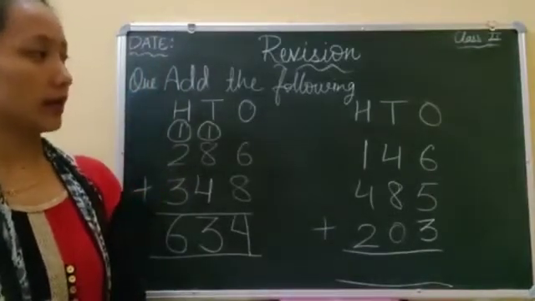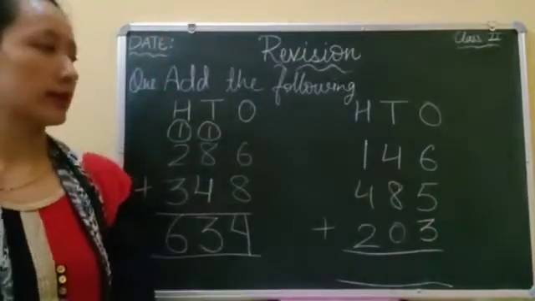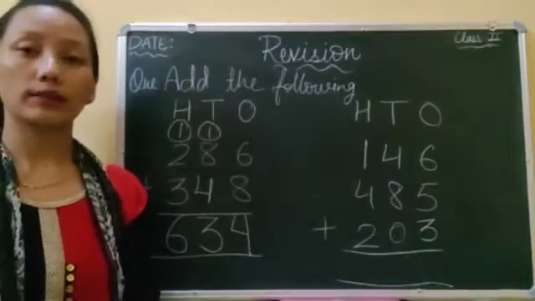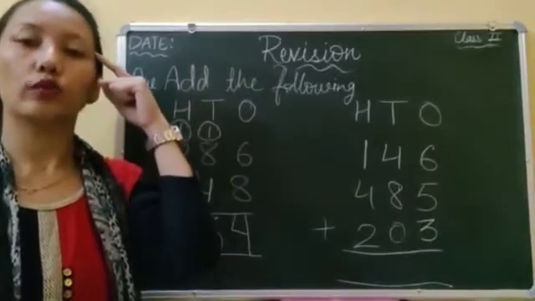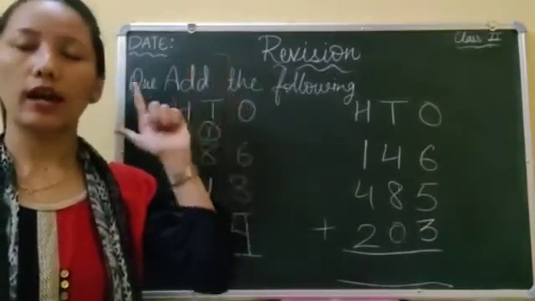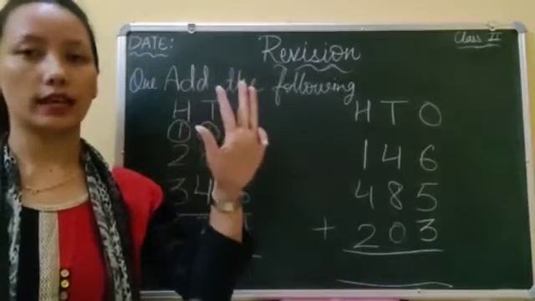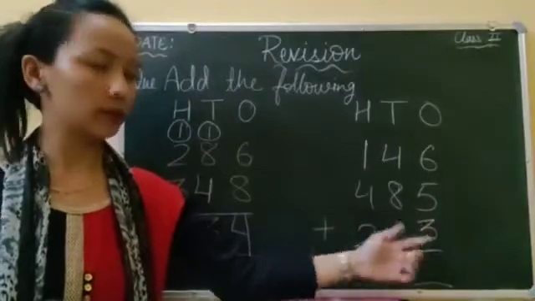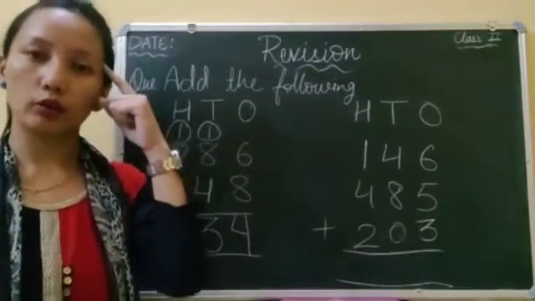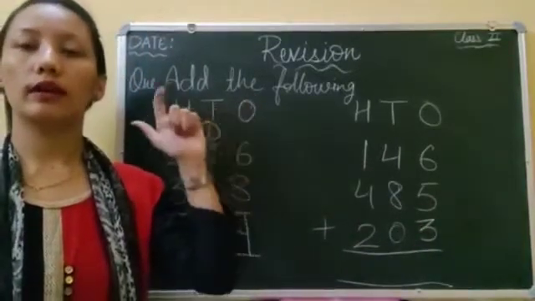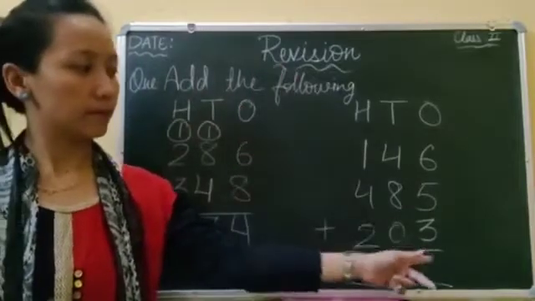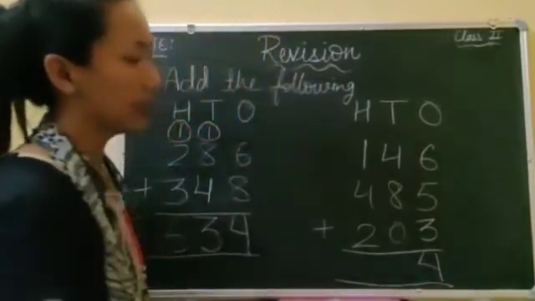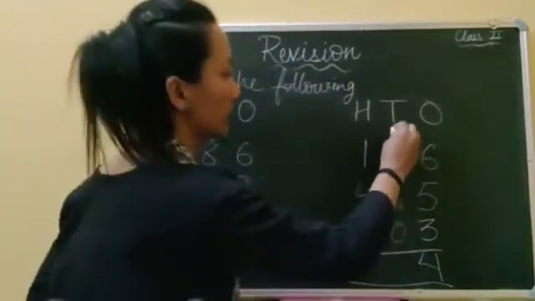Next. Now here add 146 plus 485 plus 203. Okay. Now let's add the ones column first. Let's add 6 plus 5 first. Now keep 6 in your head and count to 5: 6, 7, 8, 9, 10, 11. 6 plus 5, 11. 11 plus 3, count to 3: 12, 13, 14. That means write 4 under ones place and carry 1 ten to the tens column.